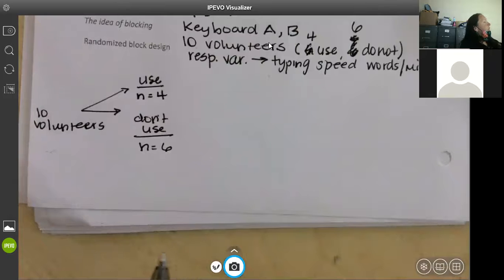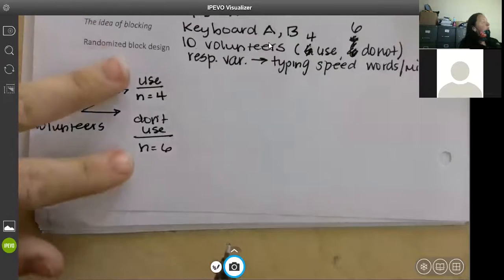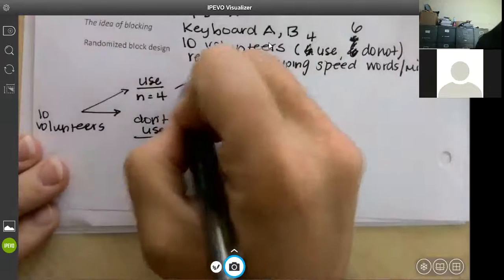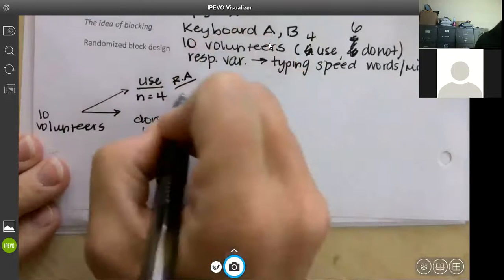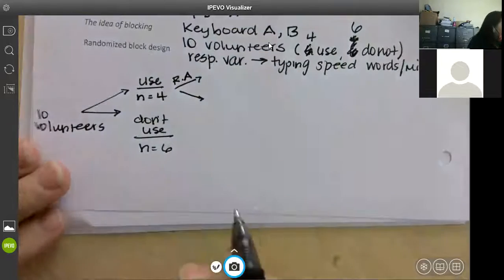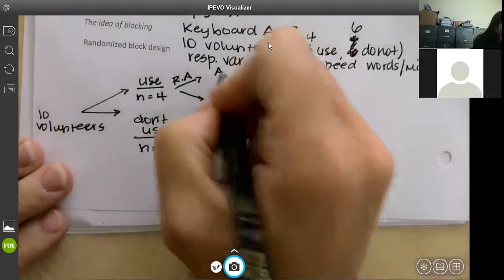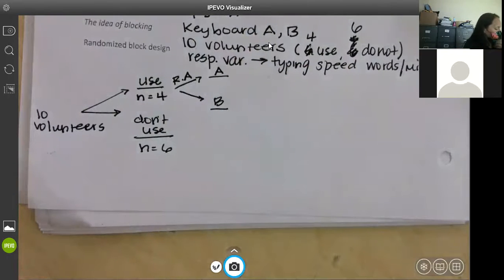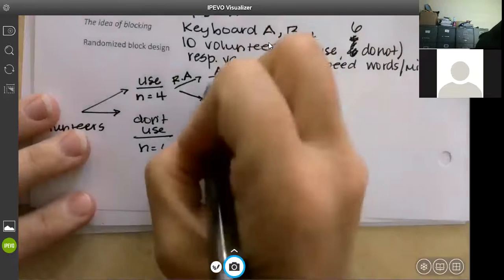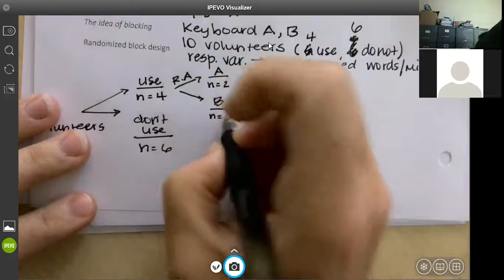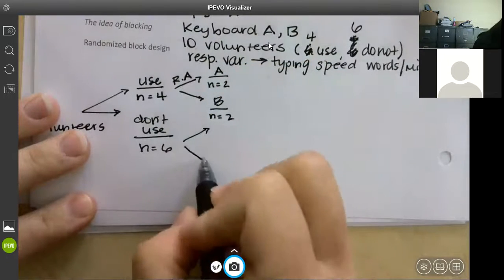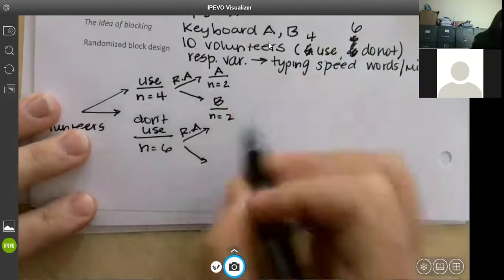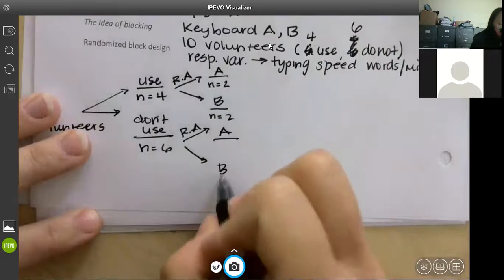So now you're going to follow back up with that experimental design. We have our experimental units. We've blocked them. What we're going to do now is randomly assign into 2 groups. One group is going to use keyboard A. One group is going to use keyboard B. How many are going to use A and how many are going to use B? We're going to split the don't use by random assignment to use keyboard A and keyboard B.